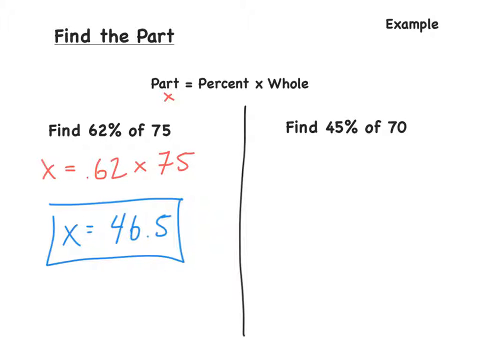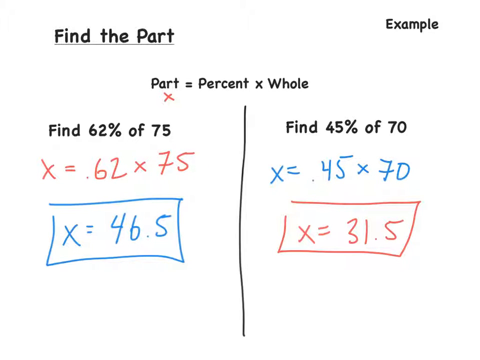So what I want you to do is pause the video, try this one off to the right, and unpause it when you're ready to see what I've done. Alright, so remember we're trying to find the part. So we'll have x is equal to something. 45%, as a decimal, is 45 hundredths. Of is multiply, and we're multiplying it by 70. Solving it through, x is equal to 31.5. So 45% of 70 is 31.5.